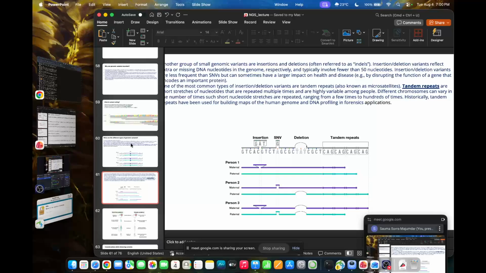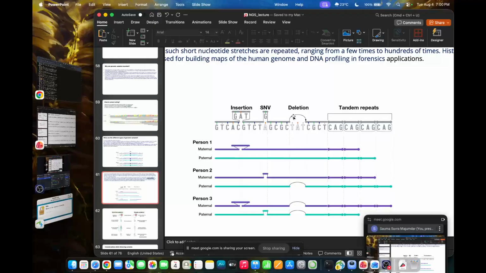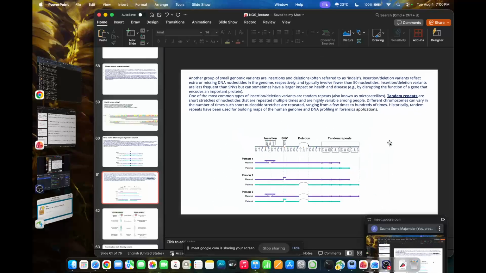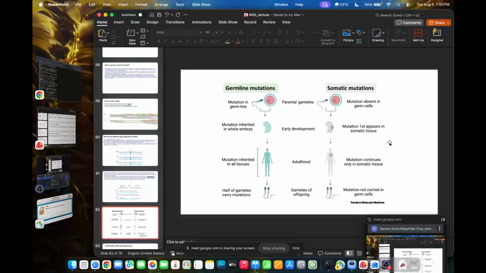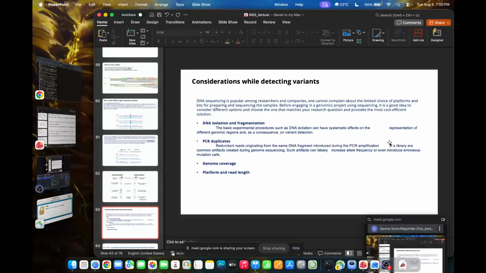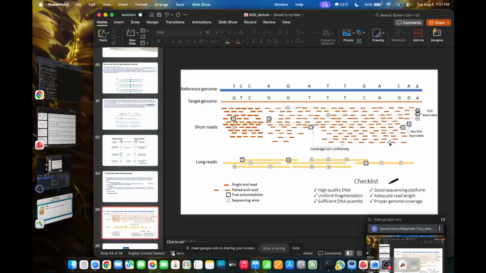Now, that is a single base pair change. What can also happen is some portion of the genome has been deleted, some portion has been inserted. There are repeat units. These kinds of variations can also occur. I'm not going to go into germline and somatic mutations. I hope you know a little bit about that.